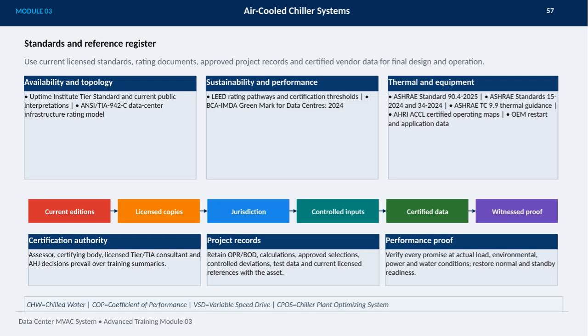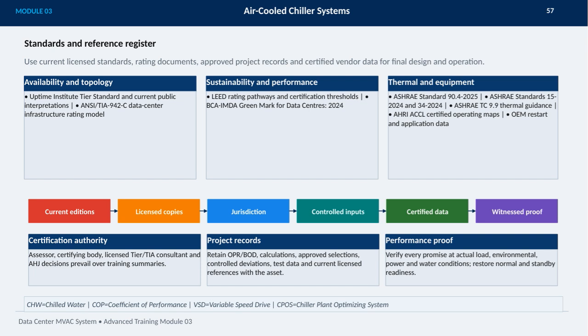On this slide, we focus on the essential standards and references needed for designing and operating data center MVAC systems. It's crucial to always use current license standards, approved project records, and certified vendor data to ensure accuracy and compliance. When considering availability and topology, we rely on guidelines like the Uptime Institute Tier Standard and the ANSI/TIA 942C rating model, which define infrastructure reliability.